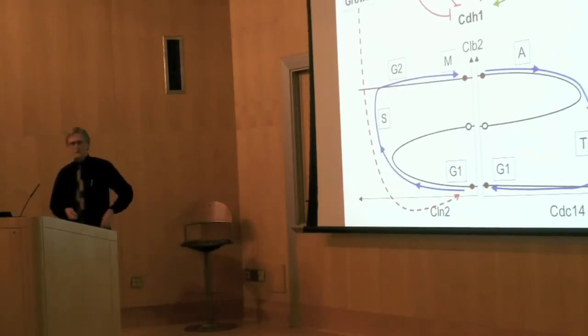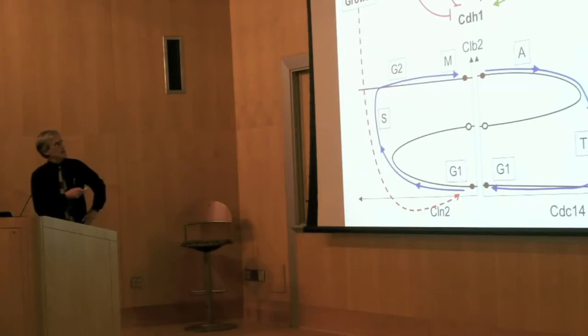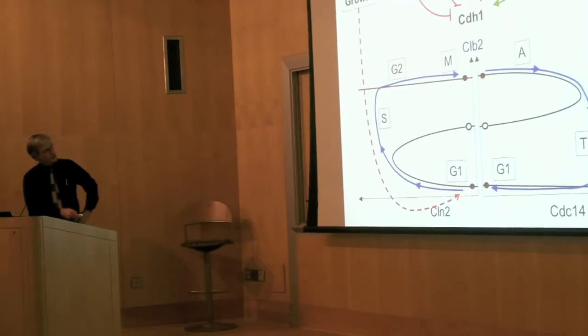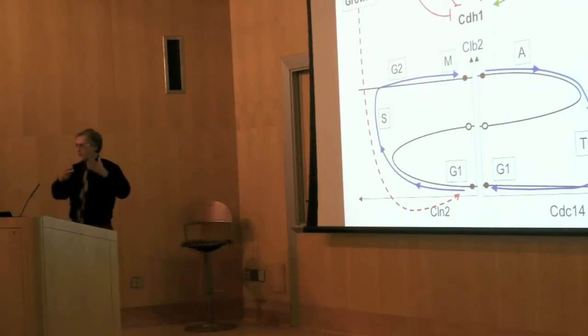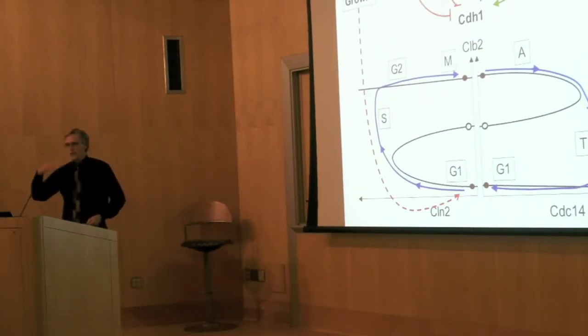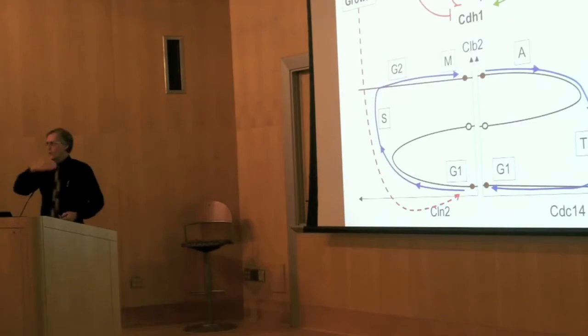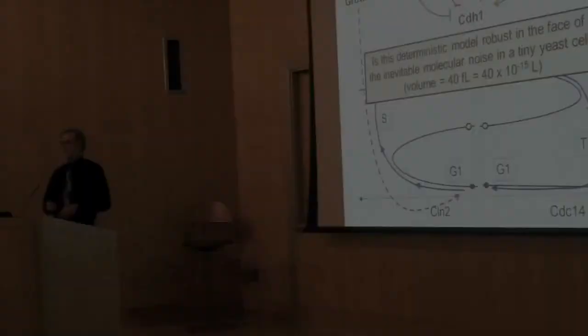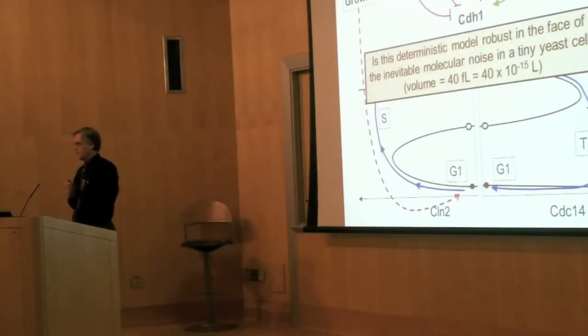And finally, balanced growth and division is controlled by the fact that small cells are not able to make CLN2. Cells have to grow to a sufficiently large size before they can make CLN2 and do this transition. So cell growth activates CLN2 production and coordinates the DNA division cycle with the cell growth cycle. So that's the end of the deterministic modeling.